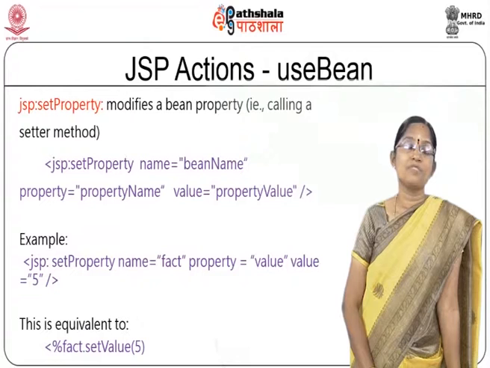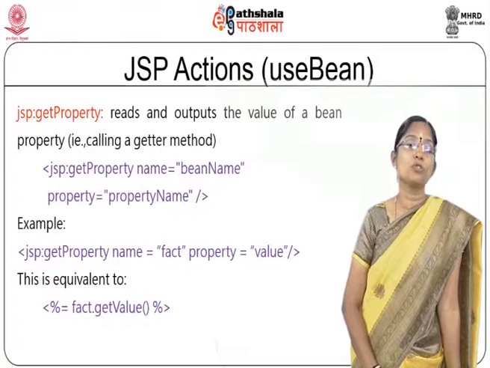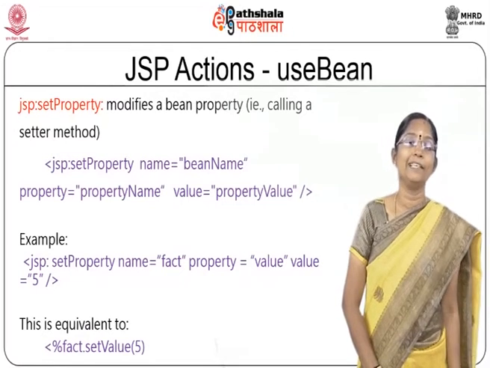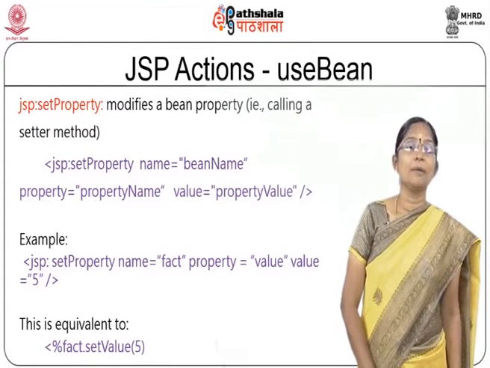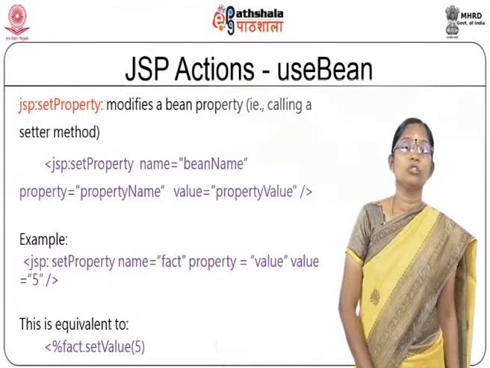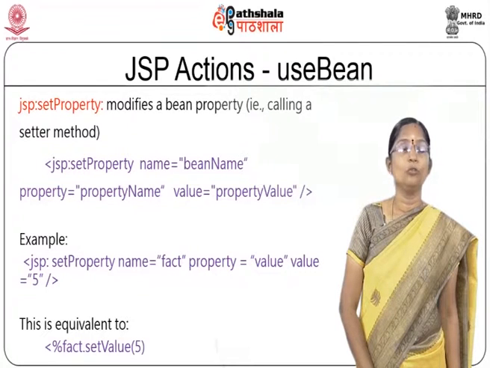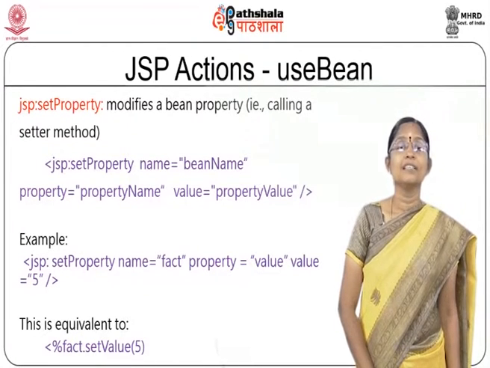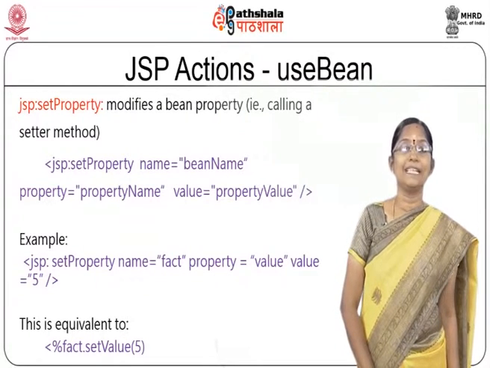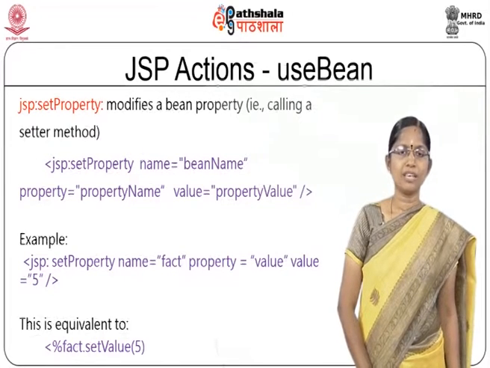Then the subsequent one is called setProperty. The earlier one is used to read and output the value, whereas setProperty is used to write some value into the bean property. Again, the name of the bean, the property of the bean and the value have to be given. You can go through the example. setProperty name equal to fact, which is an instantiation of the bean class, property equal to value, where the value has been assigned as 5. This is more or less equivalent to the scriptlet fact.setValue(y), which is nothing but initializing some value.